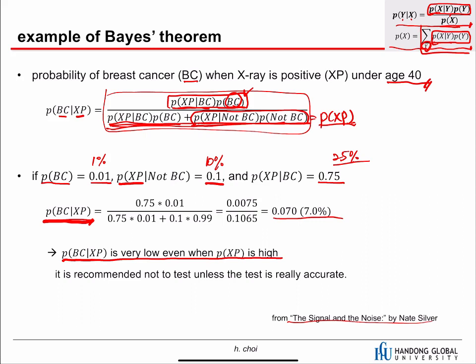Okay, it means it is recommended not to test unless the test is really accurate. So that's why, if you are under 40, then you don't have to take this breast cancer X-ray test. It's based on Bayes rule.